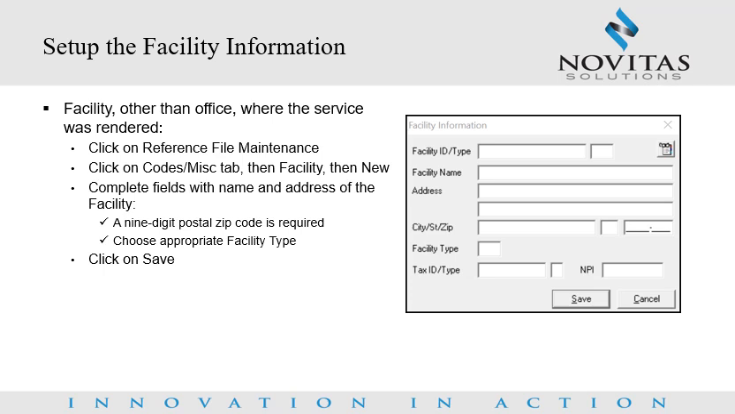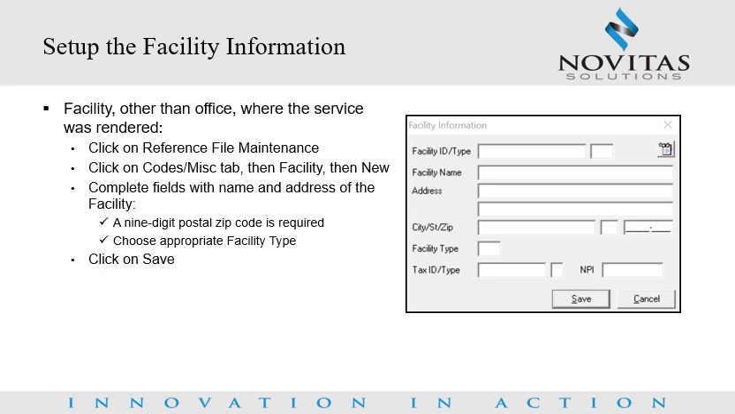Set up the facility information. The last part of setup is the facility information. This screen is for entering the facility other than the office where the service was rendered. The provider starts by clicking on the Codes Miscellaneous tab in Reference File Maintenance. The provider then clicks on Facility, then New, and completes the fields with the name and address of the facility, which requires a 9-digit postal zip code.